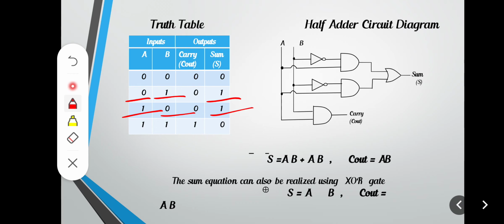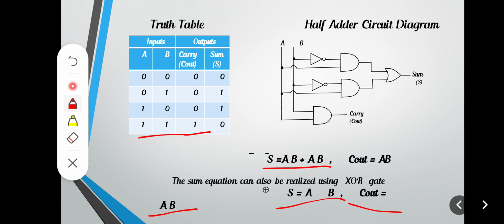So if we see the Boolean expression of this sum output, it is equal to a'b + ab'. Similarly, this carry bit is equal to 1 when both a and b are equal to 1. The Boolean expression of the carry bit is equal to ab. So these are the Boolean expressions of the sum and carry.